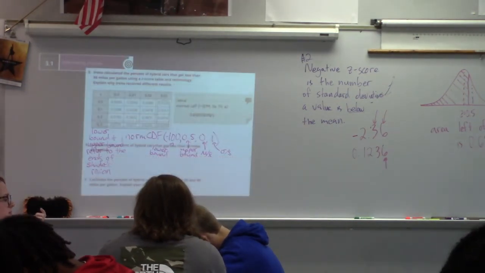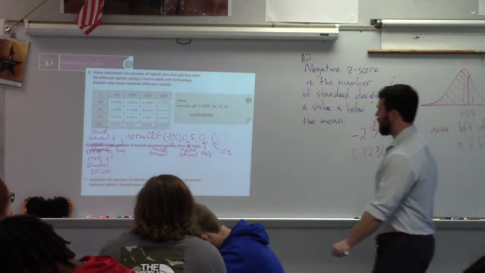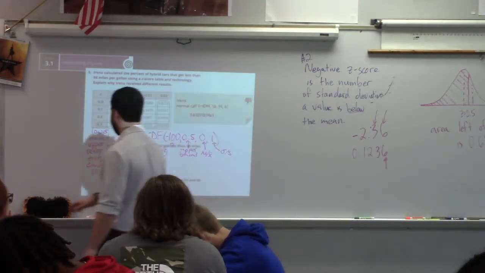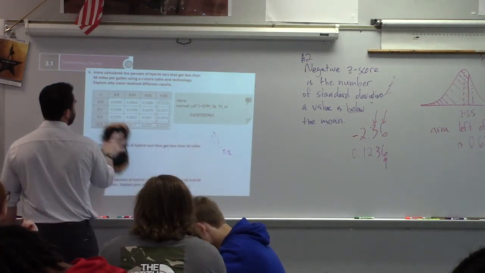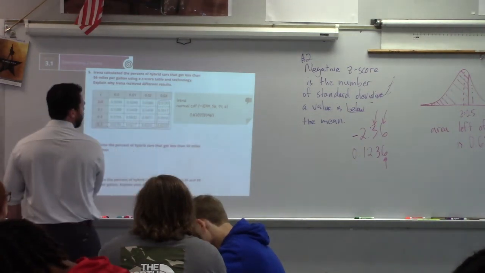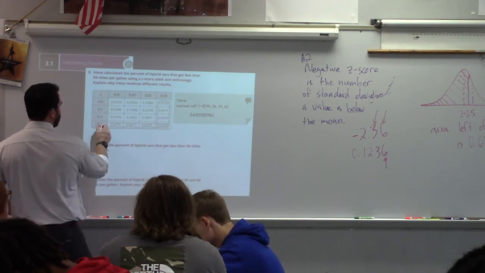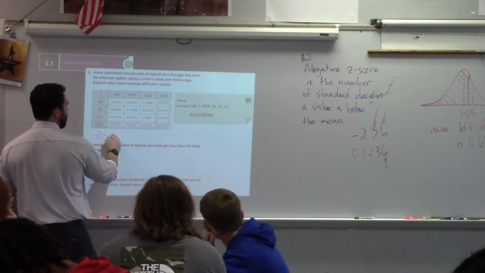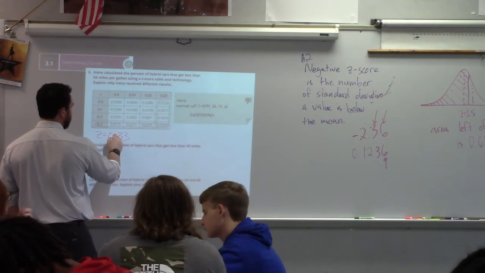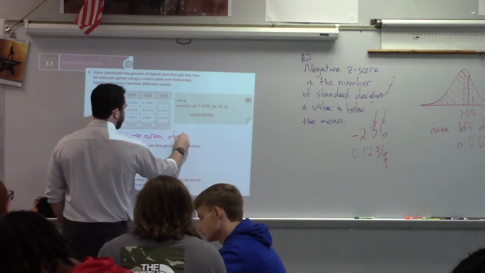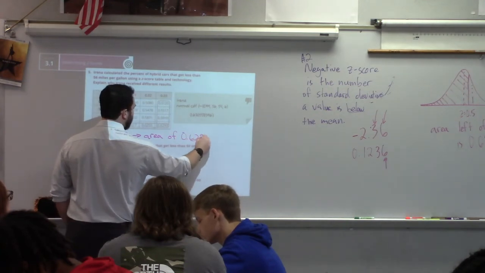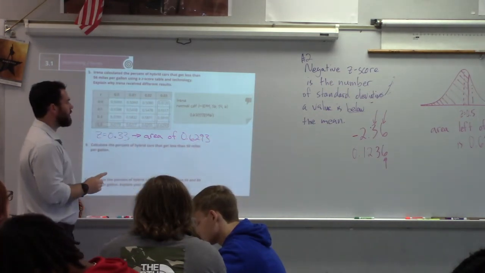So number 5, Irina calculated the percent of hybrid cars that get less than 56 miles per gallon using a z-score table and technology. Explain why Irina received different results. You'll notice Irina went to a z of 0.33 and she got an area of 0.6293. Now I want to point this out, right?